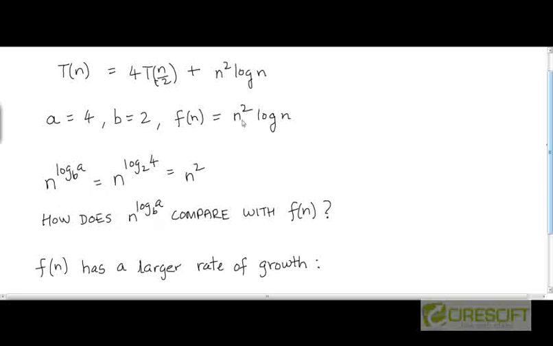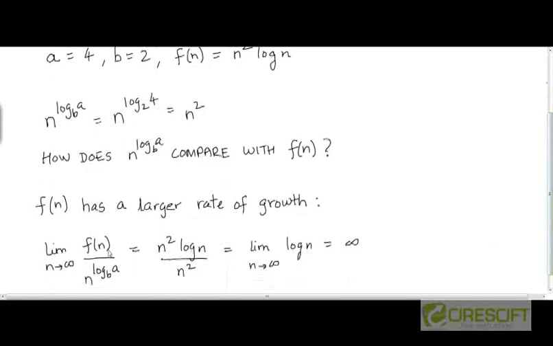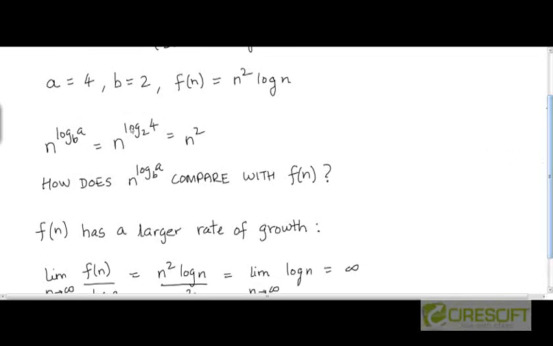Well, it's clear from a simple comparison between these two functions that f of n has a larger rate of growth, right? And we don't even need to take the ratio. We already know that f of n has this log n factor extra. So f of n has a larger rate of growth than n to the power log base b of a. And taking the ratio just confirms that. If you take the ratio, you'll get log n, and as n tends to infinity, this ratio is going to tend to infinity. So f of n has a decidedly larger rate of growth than n to the power log base b of a.